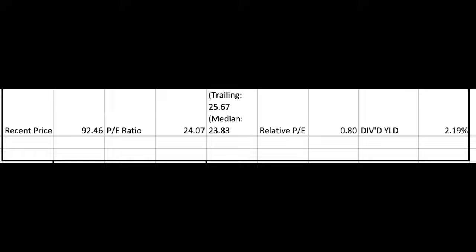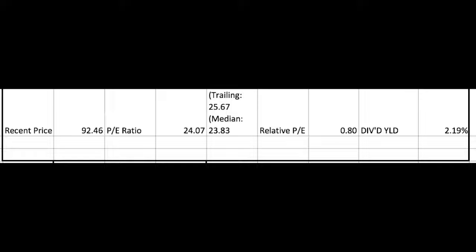This section on the top of the Value Line sheet gives the most recent price, the PE ratio and the relative PE ratio, and the dividend yield percentage. For all the calculations in this Value Line page, I base my numbers as of July 12, 2017.